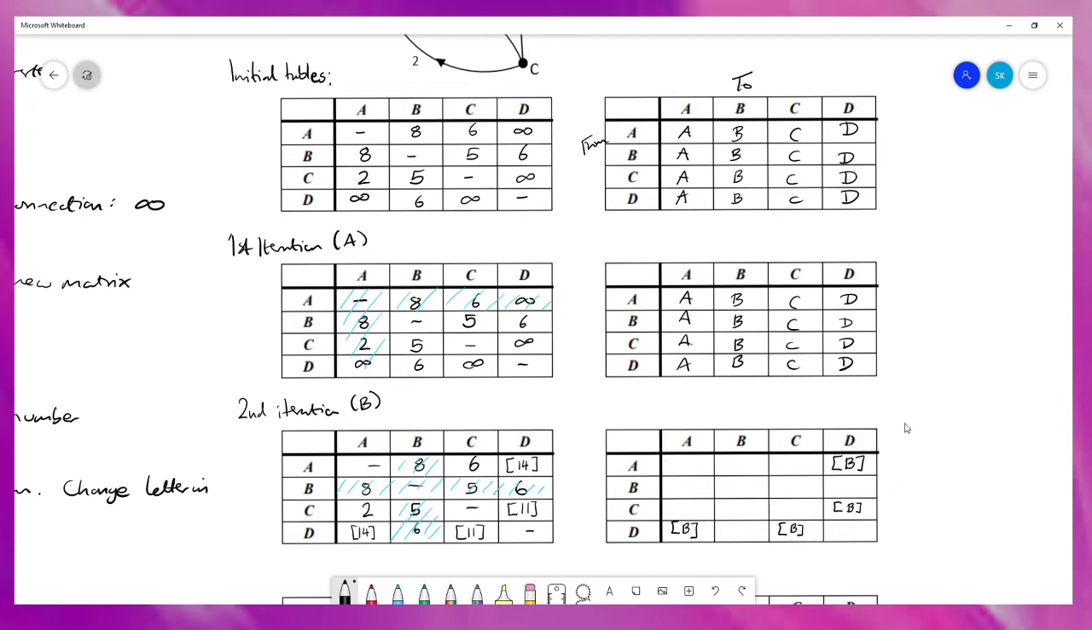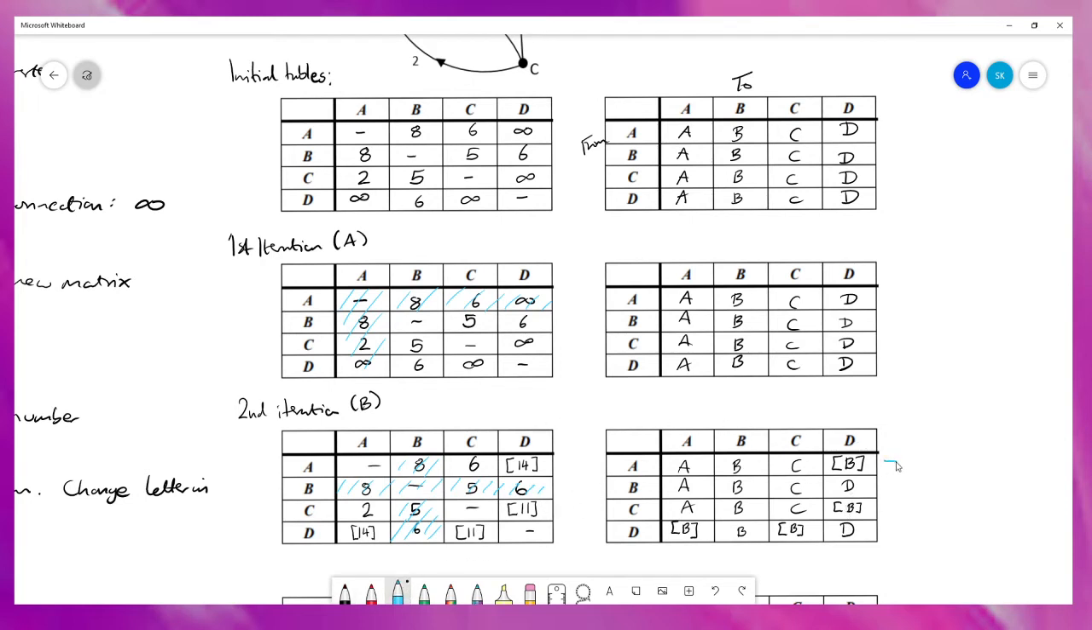What we now do is we now copy the entries from our first iteration root table into our second, not replacing the ones that we've changed. So everything else is going to stay the same. And that's the second iteration done.